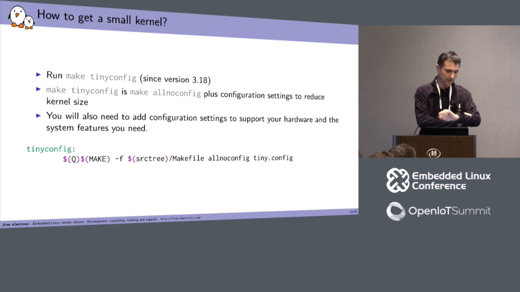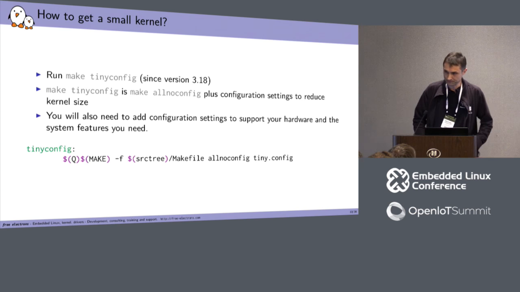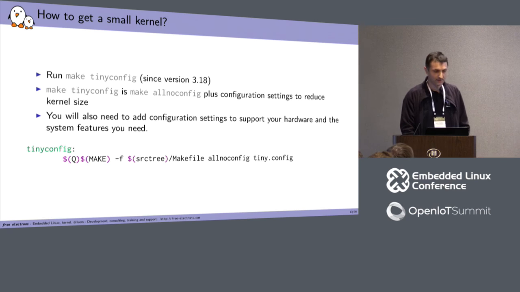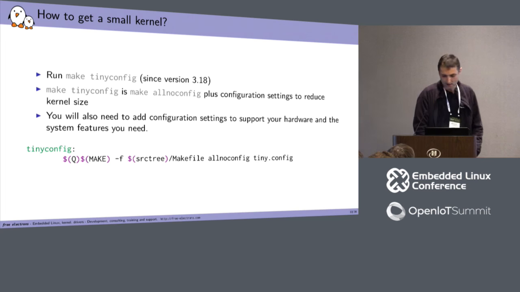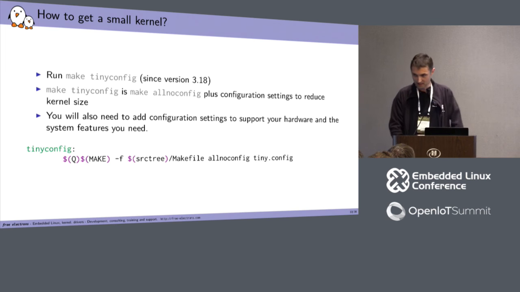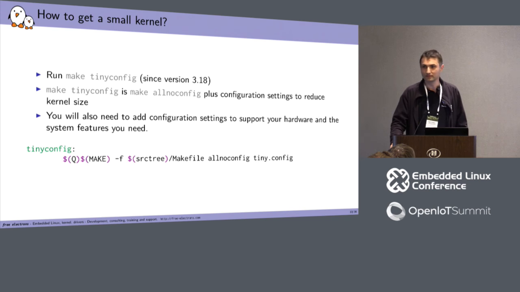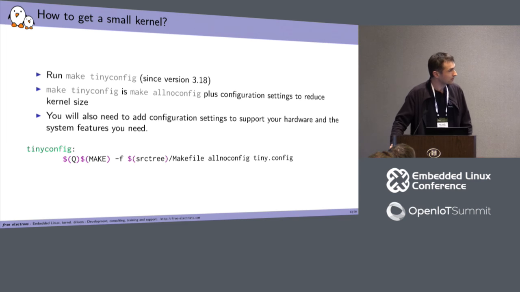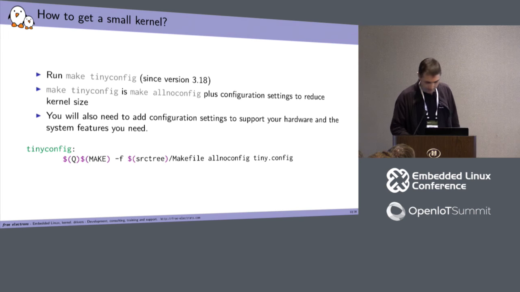The next question is, how to get a small kernel? Since I'm not going to talk about the very old kernels, since 3.18, you can run make tinyconfig, which was brought by Josh Triplett. Is he around in the conference? No. And I looked at what tinyconfig is. It's actually just make allnoconfig plus a config fragment, I don't remember exactly what to call it.